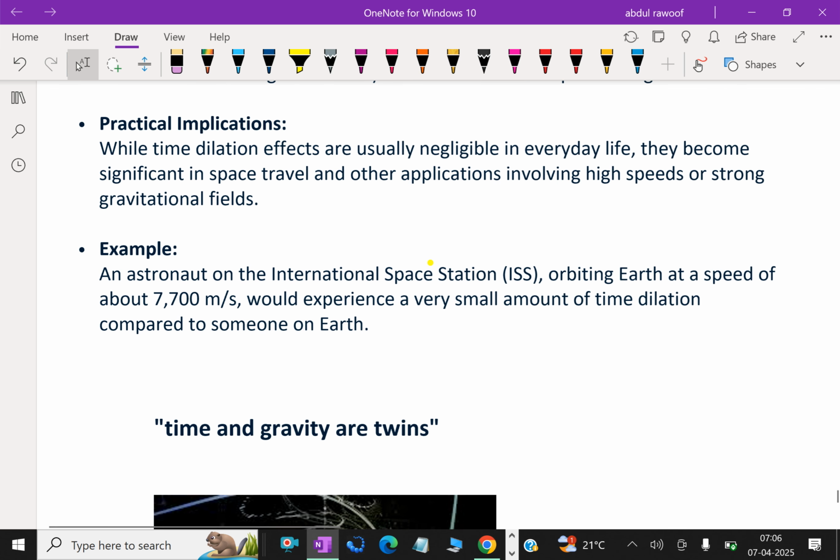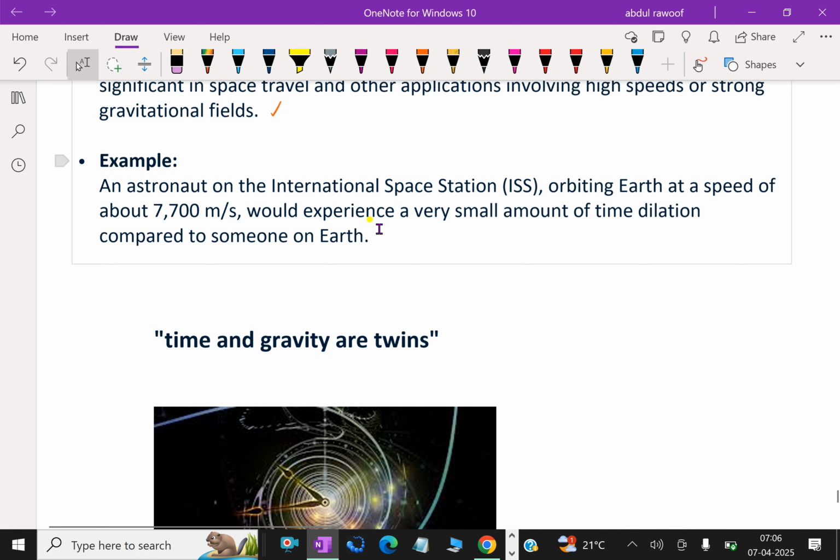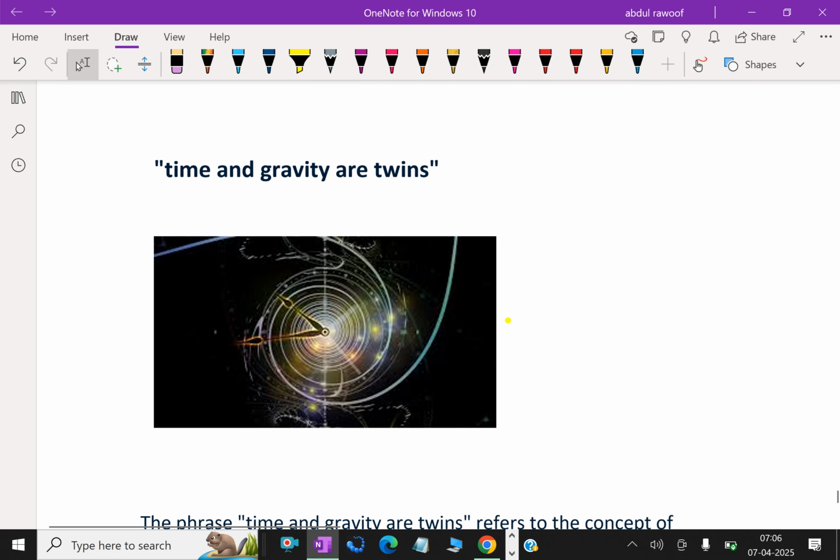Practical implications. While time dilation effects are usually negligible in everyday life, they become significant in space travel and other applications involving high speed or strong gravitational fields. For example, an astronaut on the International Space Station, the ISS, orbiting Earth at a speed of about 7,700 meters per second would experience a very small amount of time dilation compared to someone on Earth. Time and gravity are twins.